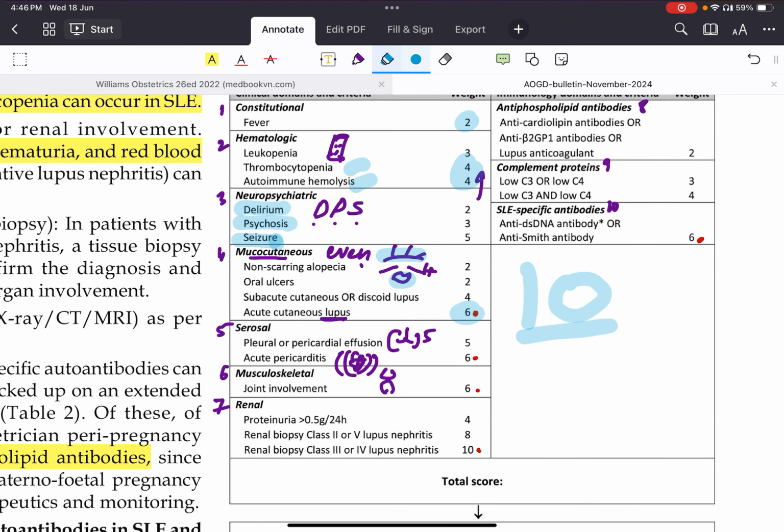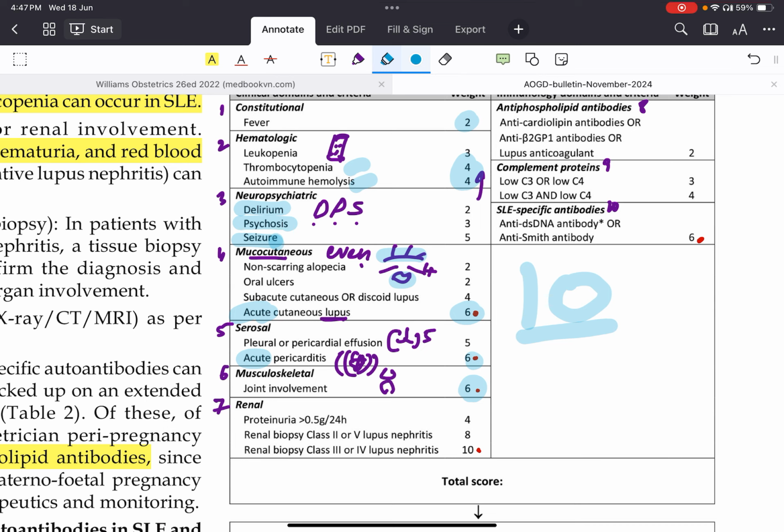Next, that is about mucocutaneous. Now coming to serious matters. In the serosal category, pericardial and pleural effusion is 5, and acute pericarditis is 6. Then joint involvement is 6. Renal: proteinuria is 4.